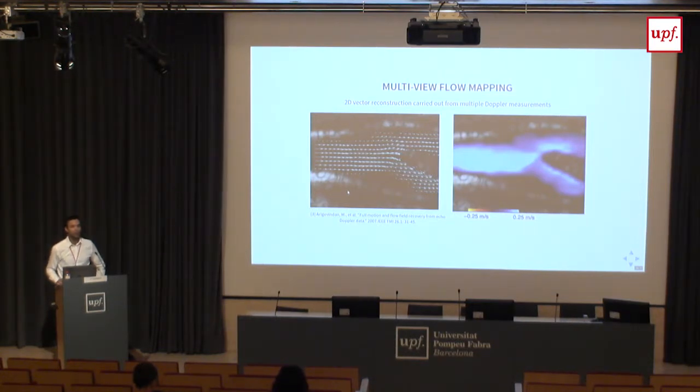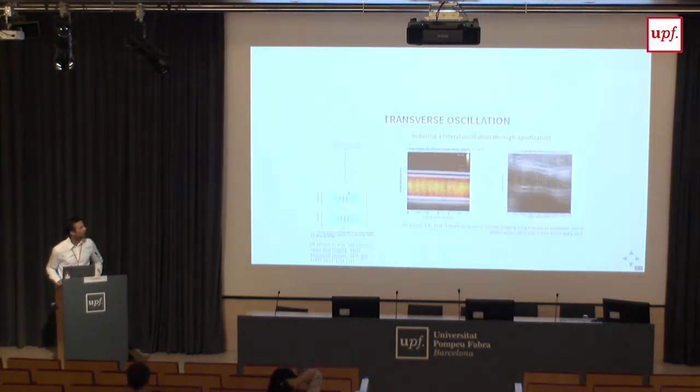But you need two images, so you need to either move the probe, because you cannot put two transducers at the same time, the waves would interfere. So you have to move the probe, and then you have to know the relative position of the two probes, so it can be a complex problem.